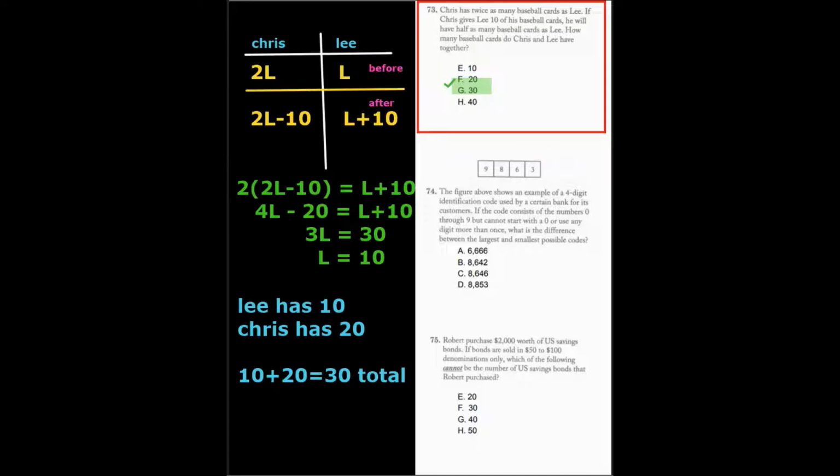That means that when they started with their baseball cards, Lee had 10 baseball cards and Chris had 20 baseball cards. Together, if they were to pool their cards together, they have 30 baseball cards total. And the correct answer was G.